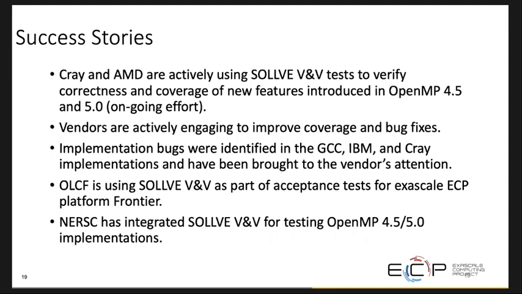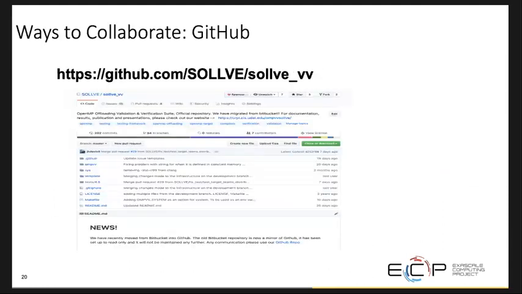The OLCF, which is at Oak Ridge, is using this validation and verification suite as part of the acceptance tests for Frontier, which means that all these tests have to pass in order for us to accept the OpenMP implementation that Cray provides. Also, NERSC has integrated this VNV for testing their 4.5 and 5.0 implementations, which is very interesting for us. So what are the different ways we want the community to collaborate with us?